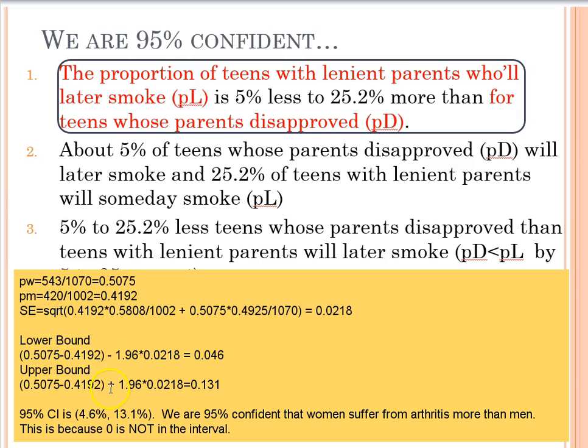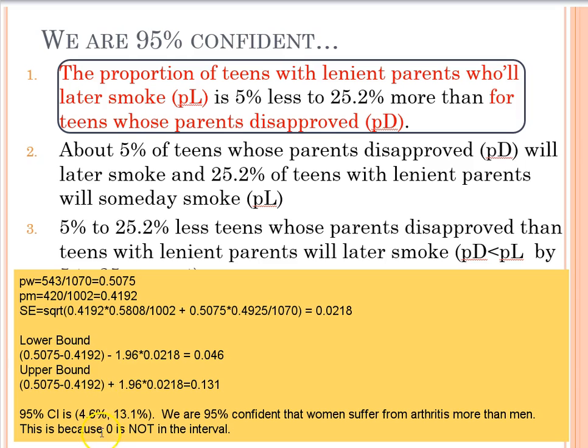We're going to reach up and down from that sample difference, the margin of error, and the margin of error is just that critical z times the standard error, where our critical z for a 95% confidence interval is 1.96. Again, you can get this from your critical z's that you wrote down earlier. That's going to give us a 95% confidence interval of 4.6% to 13.1%. So we are 95% confident that the true difference between men and women is somewhere in this interval.